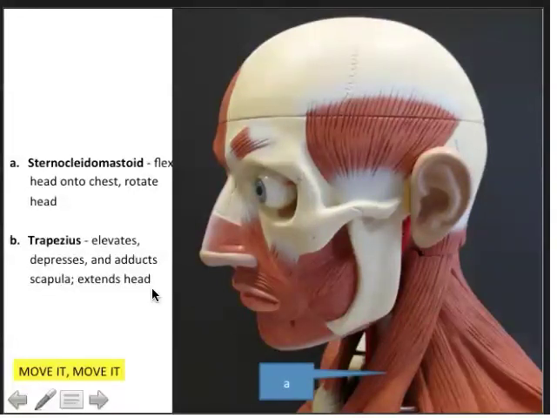The trapezius, you can see a little bit of it back here, is a big diamond-shaped muscle in the back. It elevates, depresses, and adducts the scapula, and it extends the head. And we'll see on the models in the lab exactly where the trapezius is located, and you'll understand the action that it performs.